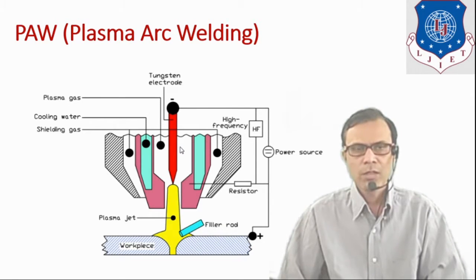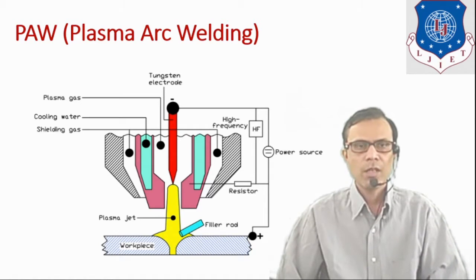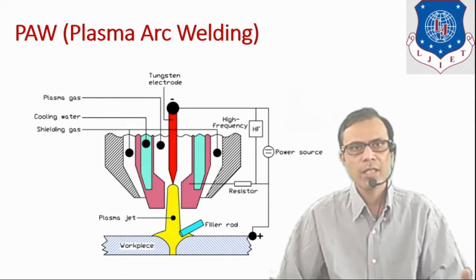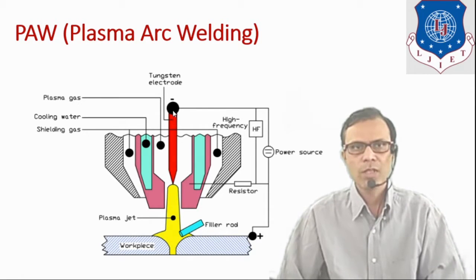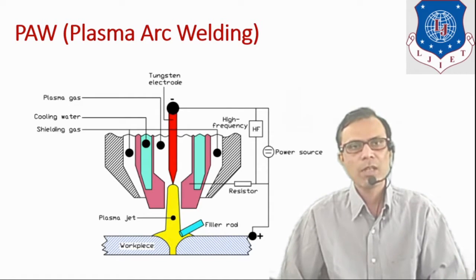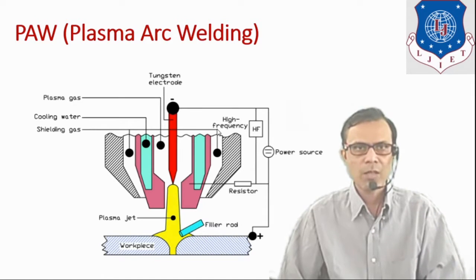Now, there are two types of the process. One is known as transfer arc process, another is known as non-transfer arc process. Let's see both of these processes. So here the electrode is connected to the negative terminal and the workpiece is connected to the positive terminal. Now let's see the transfer arc process. So this is a setup which is used for the transfer arc process.